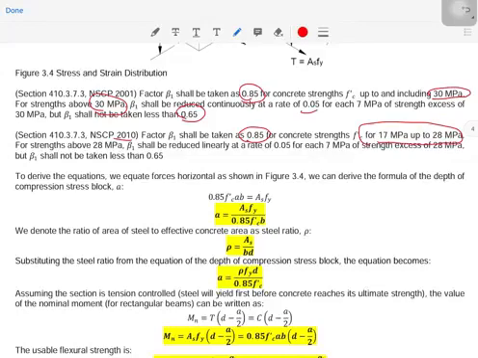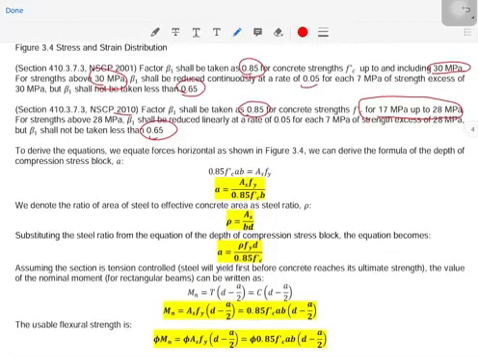Okay, so for strengths above 28 MPa, beta 1 shall be reduced linearly at a rate of 0.05 for each 7 MPa of the strength in excess of 28 MPa. So again, it should not be taken less than 0.65. Okay, so now to derive the equation, we equate horizontal forces as shown in figure 3.4. So we can derive the formula for the depth of the compression block a.